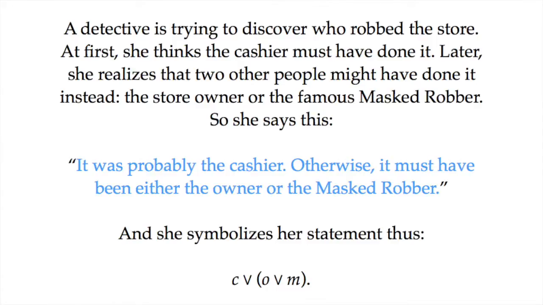So C stands for the cashier robbed the store, O stands for the owner robbed the store, and M stands for the masked robber robbed the store. Okay? And so her final statement says it was the cashier, or it was either the owner or the masked robber. Okay?